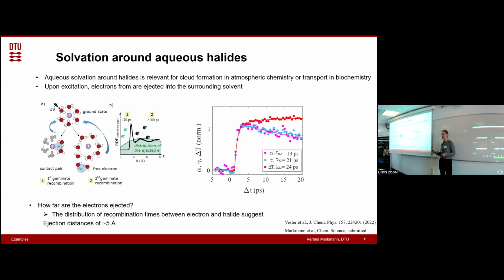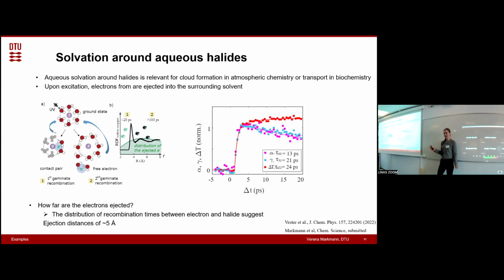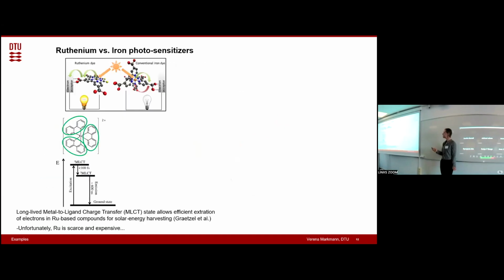And by assuming that it's a purely diffusion-driven process, how far the electron was actually ejected. In this case, the result was about 5 angstrom. That's of course a distribution because not all electrons go to the same distance. Some stay closer as a contact pair, some might go further out. But these are processes you can also look into with the technique.